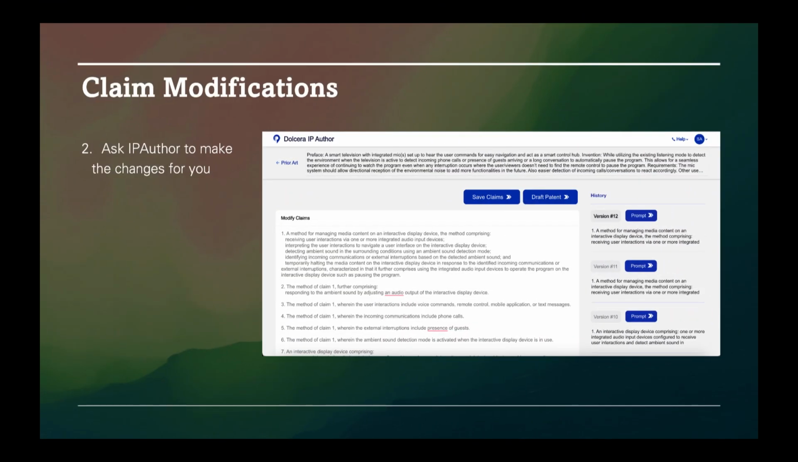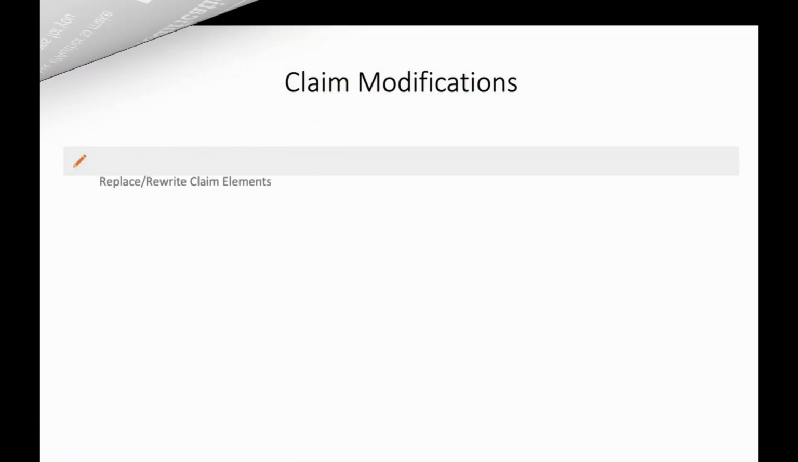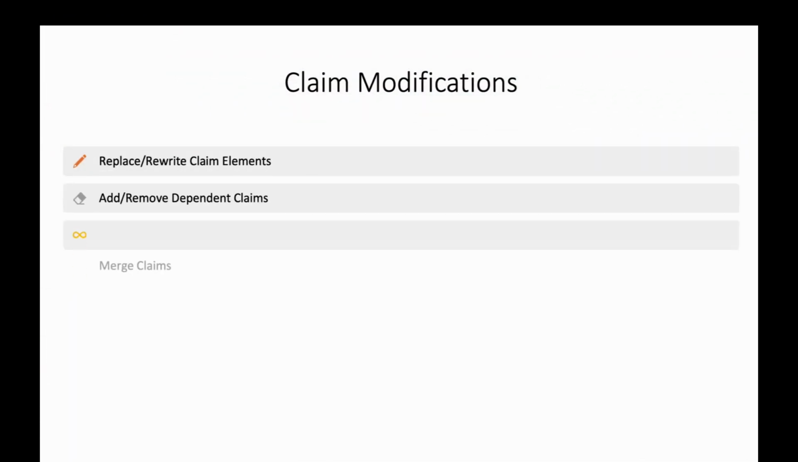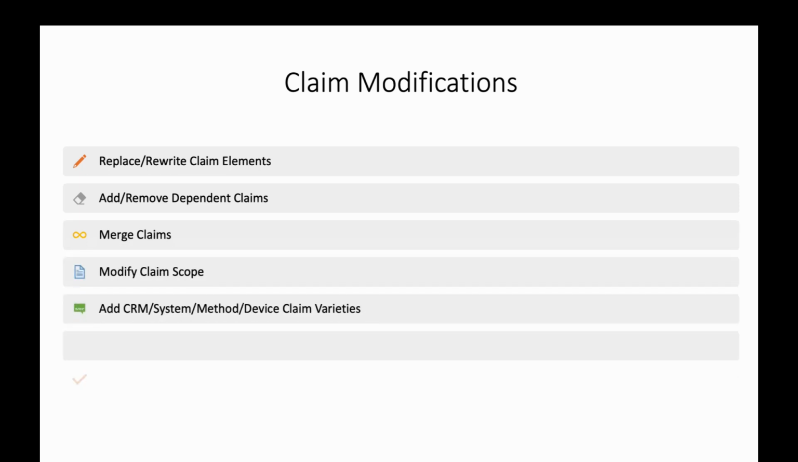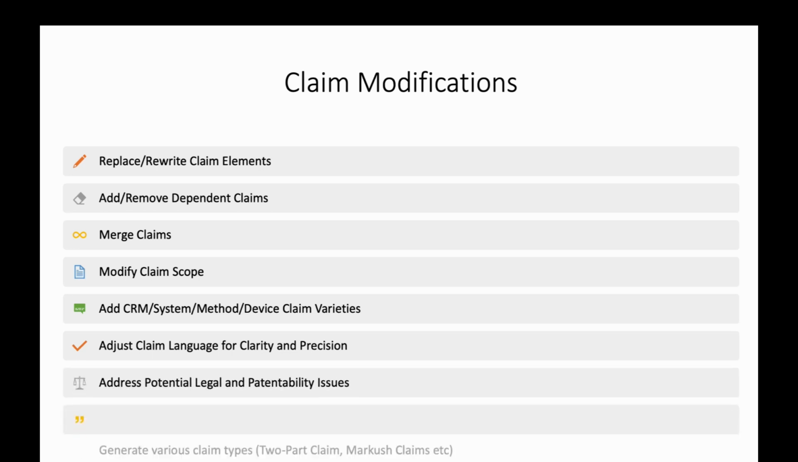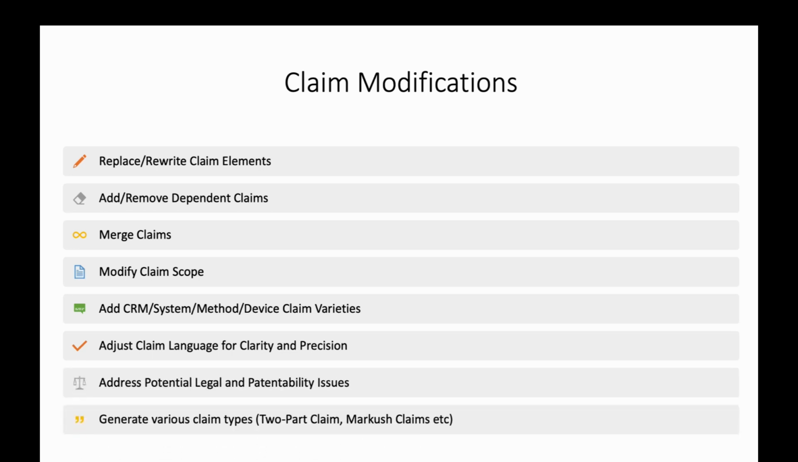The second option is to ask IP Author to make the changes for you. You can use the prompt option on your right. You can use this prompt option to generate various types of changes, such as, but not limited to, replace or rewrite claim elements, add or remove dependent claims, or merge claims, modify claim scope, add different types of claims like a CRM claim, system claim, or method claim, and many more.